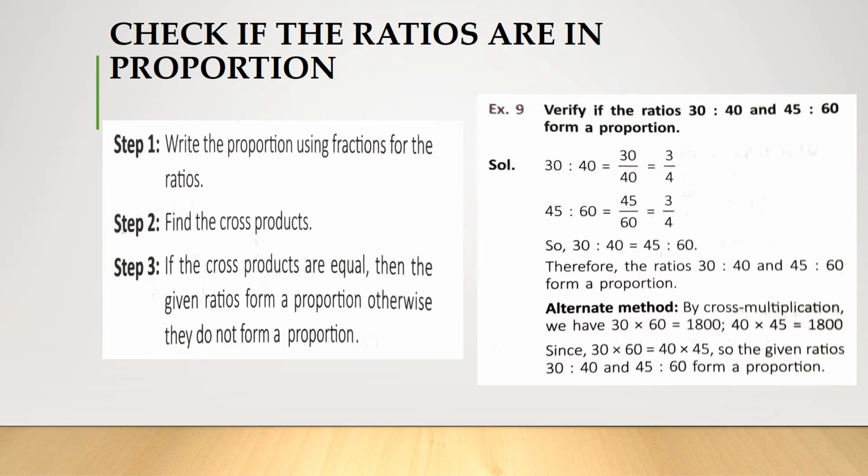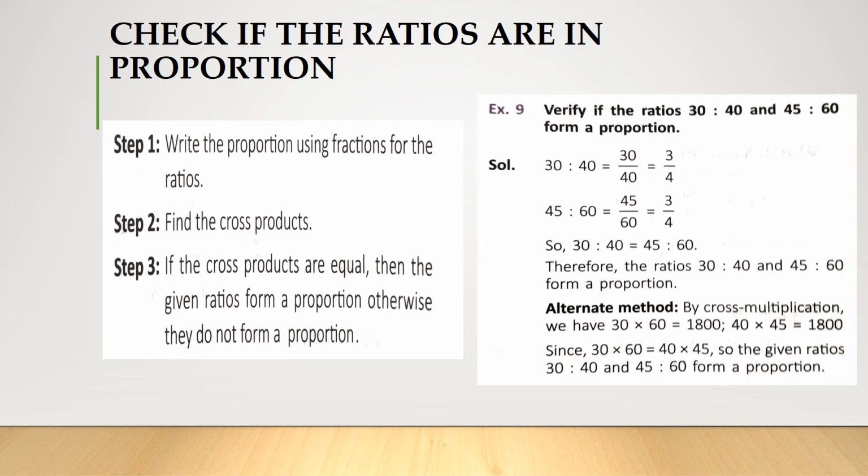So 30 by 40, if you cancel the zeros, you get 3 by 4. And 45 by 60, if you cancel, you get 3 by 4 again, right? So you can see here 30 by 40 is 3 by 4 and 45 by 60 is also 3 by 4. That means the ratios are in proportion.